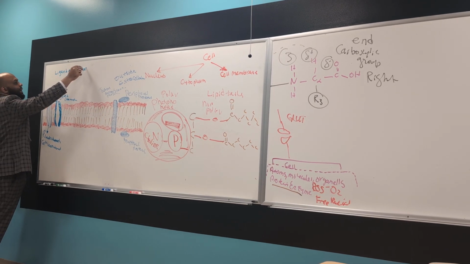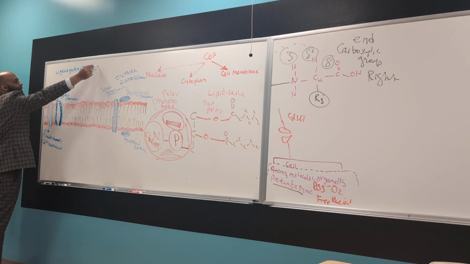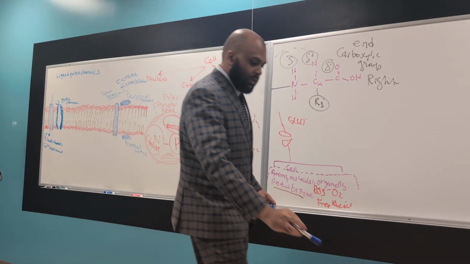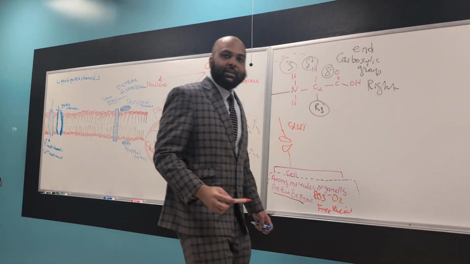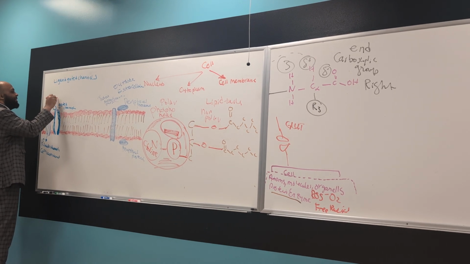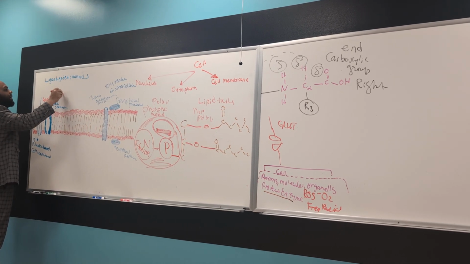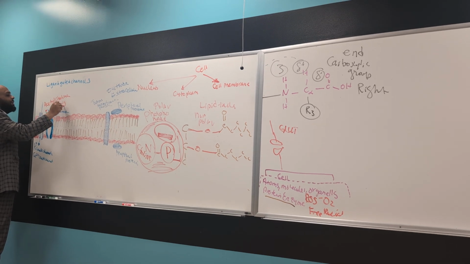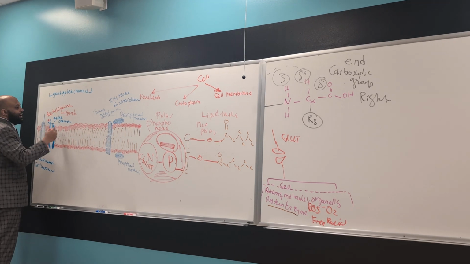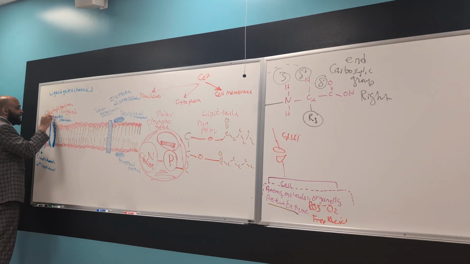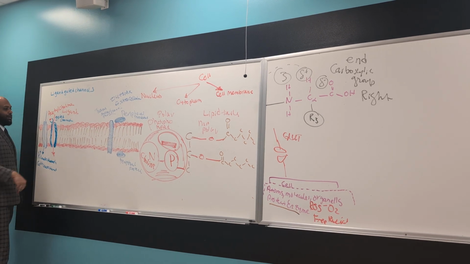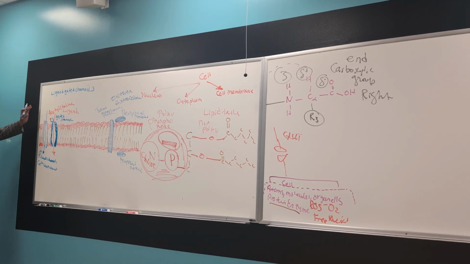These ligand gated channels bind a ligand. This ligand is like acetylcholine. Acetylcholine is a type of ligand that binds the gated channels, and when it binds, it's going to open the channel and electrolytes are going to start flowing down the concentration gradient. So that's a ligand gated channel.